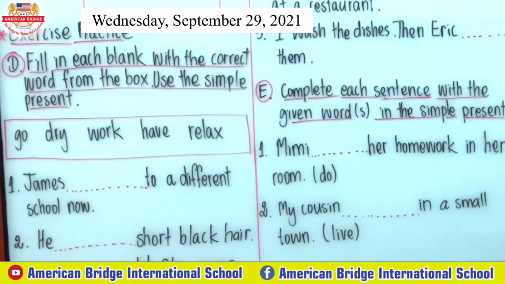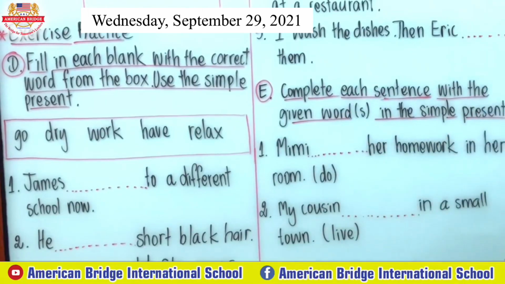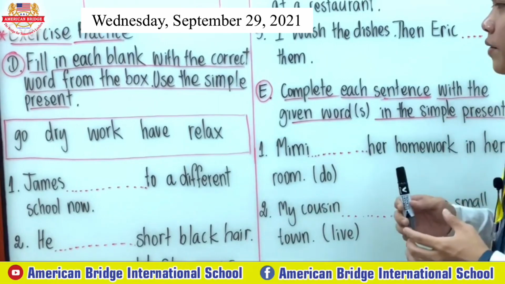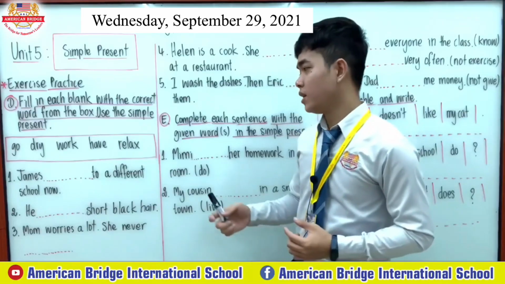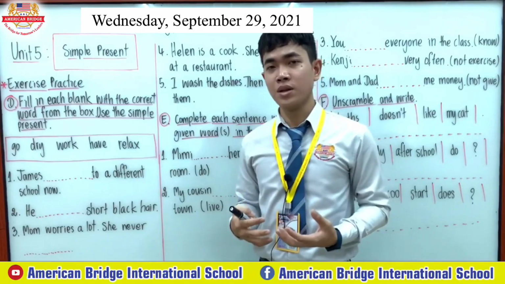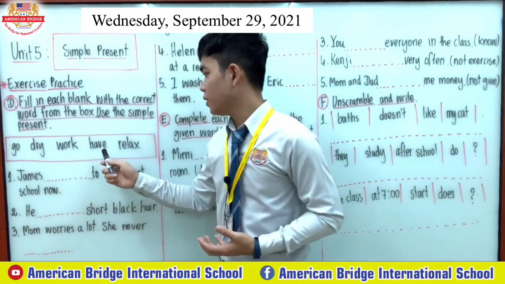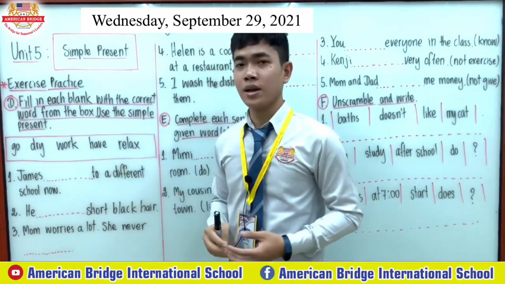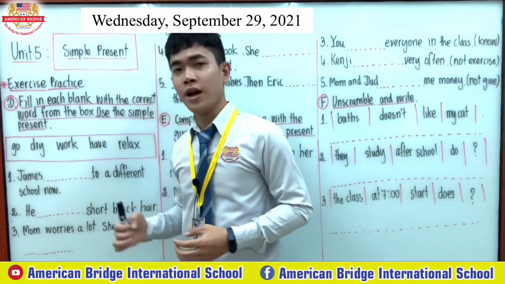So our first exercise is part D. Fill in each blank with the correct word from the box using the simple present. We have the verb go, and the words try, work, have, and relax. In this box, how many verbs are irregular, everyone? We have the words try, work, and relax, right? What about the irregular ones? We have go and have.